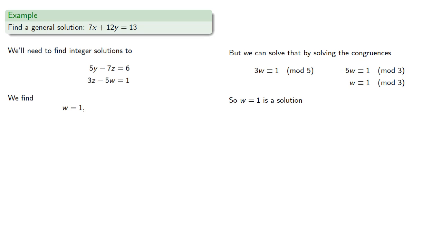But once you know w, you can find all the other variables. And so we find x equals negative 5, y equals 4 are solutions to the original Diophantine equation, and we can add 12, the coefficient of the other variable, and subtract 7, the coefficient of the other variable, to get our general solution.